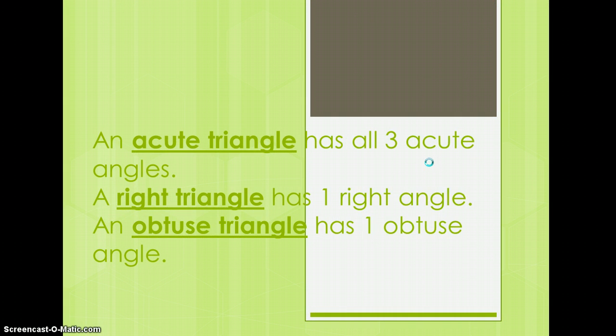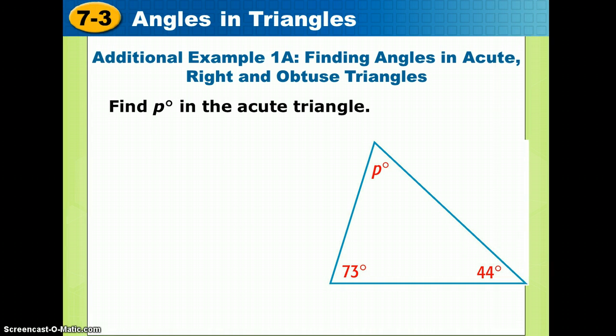So here's what you probably already know. You can classify a triangle by its angles, and obviously an acute triangle has all three acute angles, so all angles are under 90 degrees. A right triangle has one right angle, usually indicated by the little box that indicates 90 degrees. An obtuse triangle has one obtuse angle, so one angle that is above 90. That should be a review for you. Let's move on to some more exciting things.